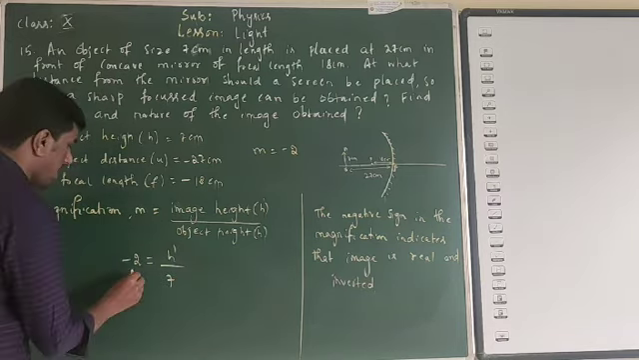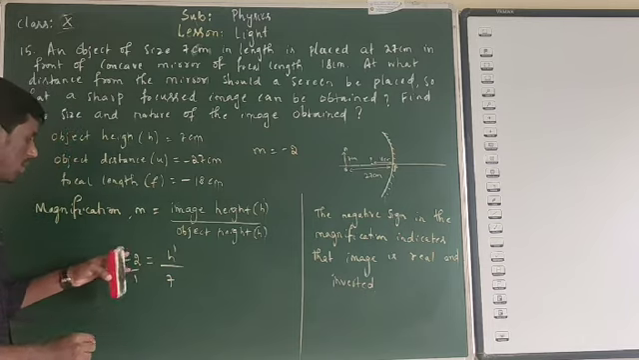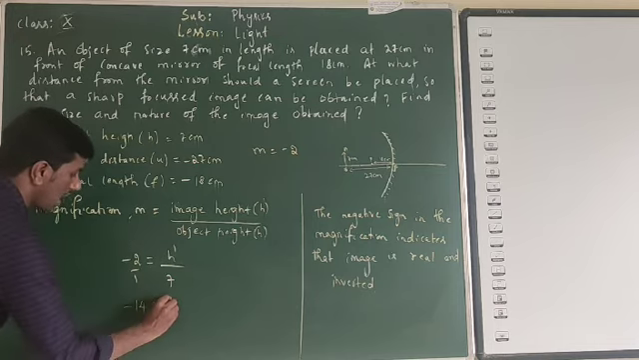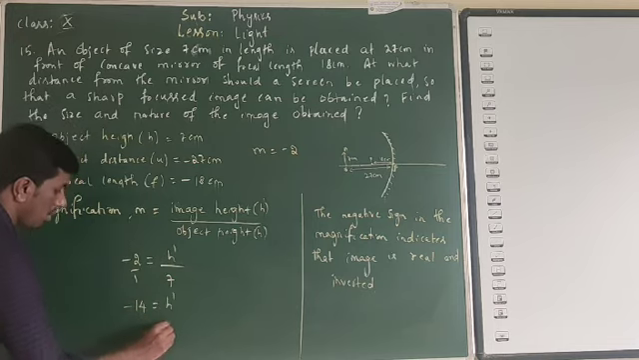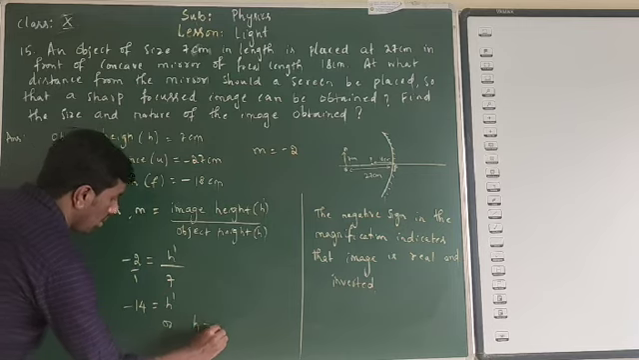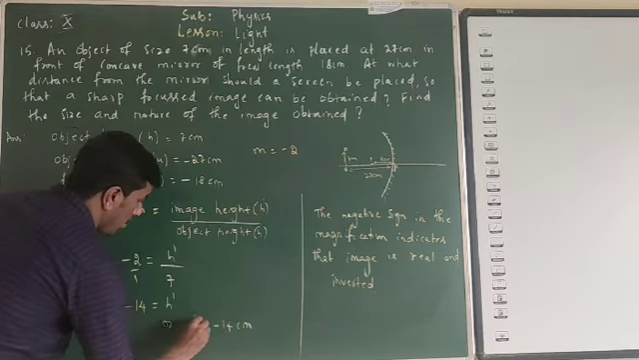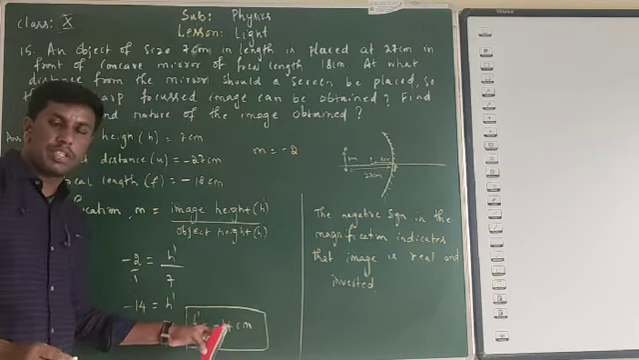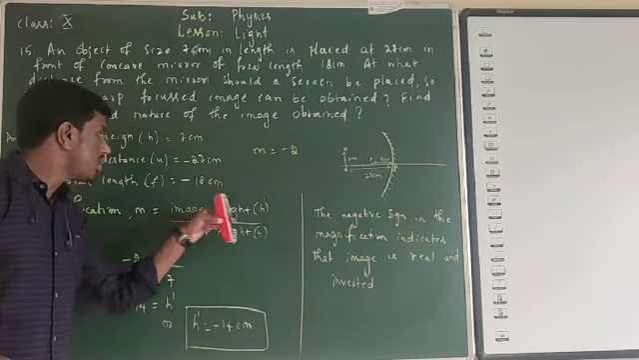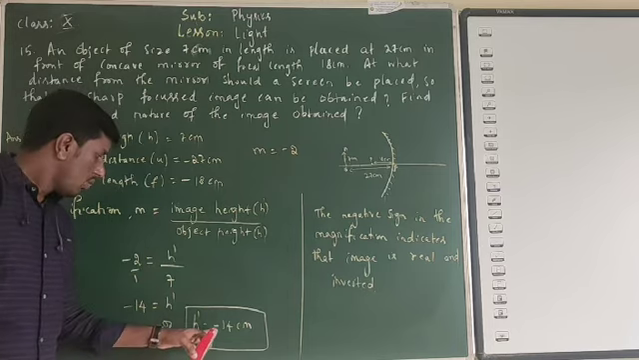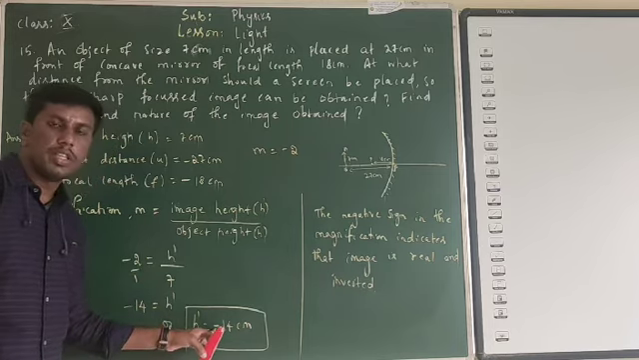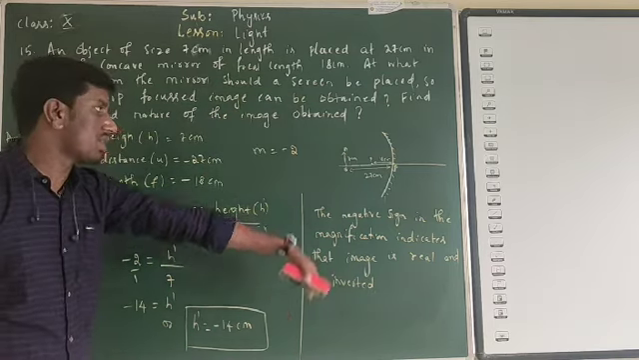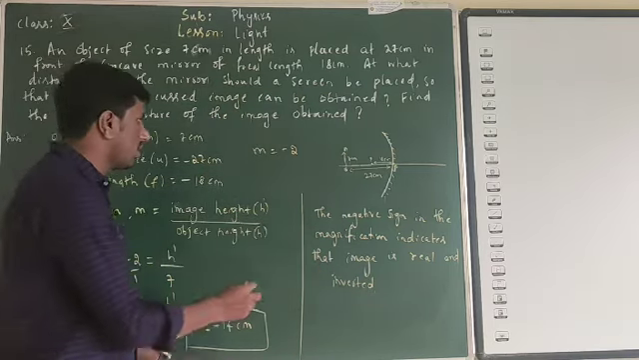So we cross multiply that. 7 into minus 2, minus 14. 1 into h dash, h dash. So h dash is equal to minus 14 centimeter. What is h dash? H dash is the image height. You can observe we are getting a negative sign. That means the image will be in the negative y direction.